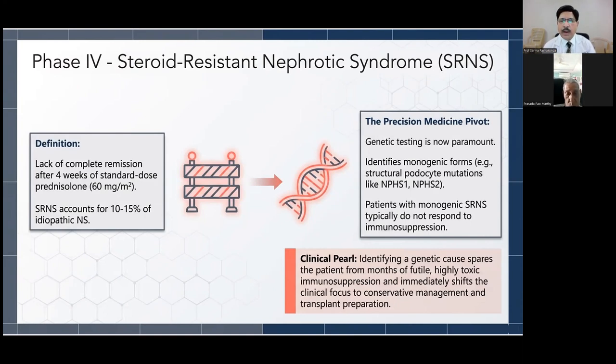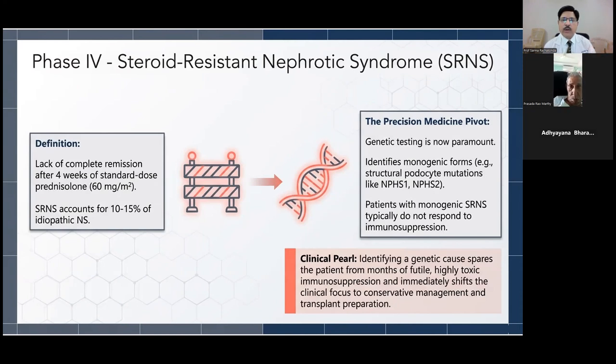How do I go? Identifying a genetic cause spares the patient from months of futile, high toxicity immunosuppression and immediately shifts the clinical focus to conservative management.